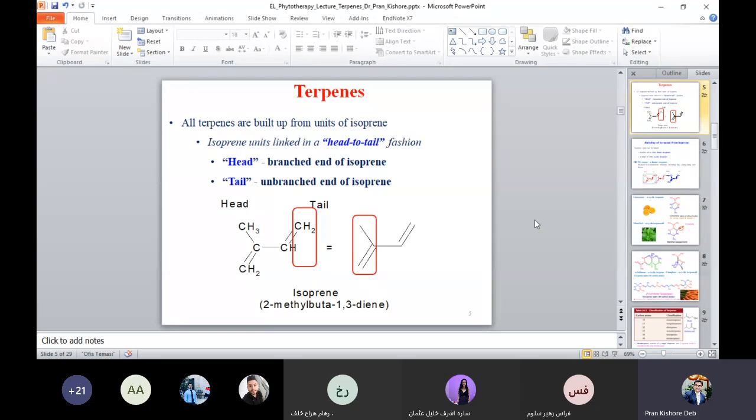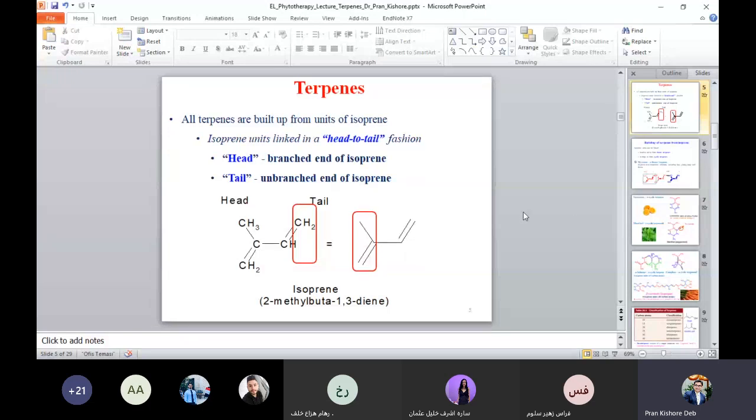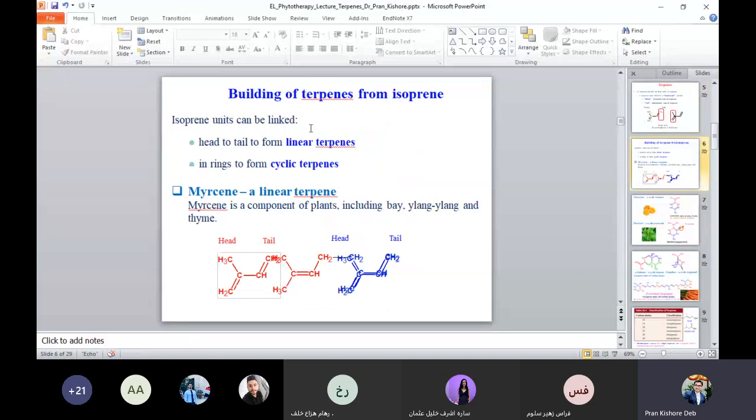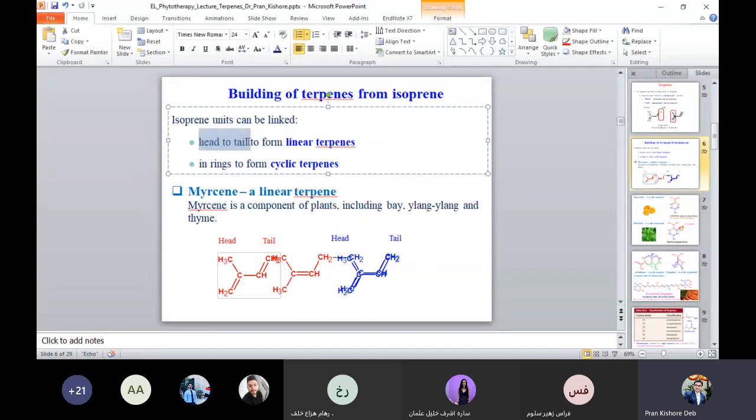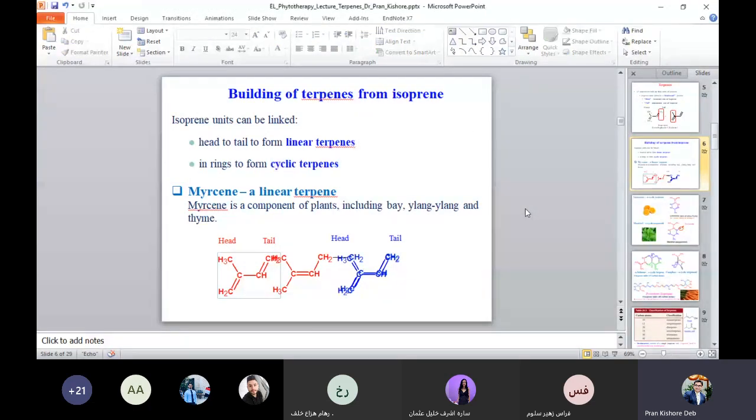This is another characteristic of terpenes. When you see the structure of terpene, they are joined in a head to tail fashion. So remember this. Now here, the isoprene units can be linked head to tail to form either linear terpenes or cyclic terpenes. The terpenes can be acyclic, that is in the form of open chain, or they can be cyclic. We will see many examples.